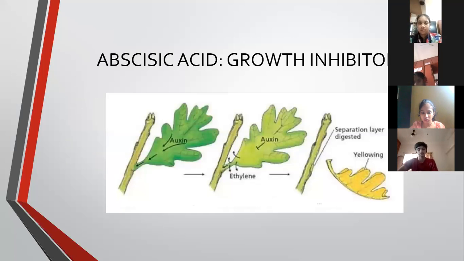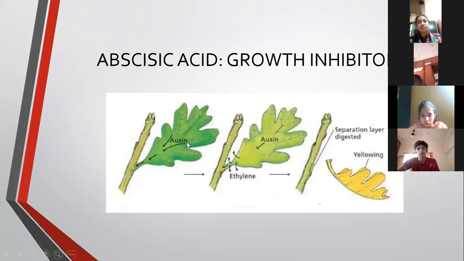Now look at this diagram. This is how the normal leaf looks like when it is fresh. But as soon as the production of auxin stops in it, the ethylene starts growing, and so is the abscisic acid inside it. As the abscisic acid is growing, you can see that the restriction of auxin happens in the leaf, and the color of the leaf also starts changing.